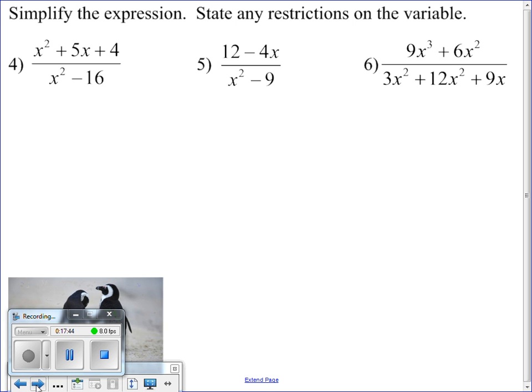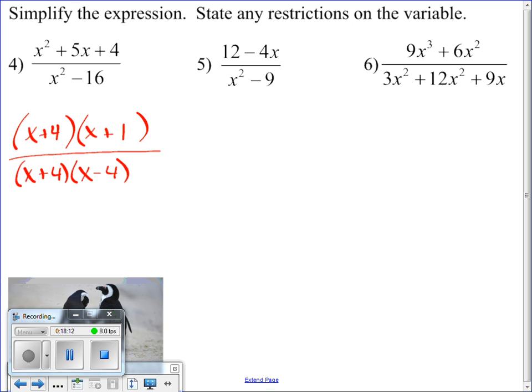Okay, number 4. Step 1. Step 1, read the purple sheet. It says factor. No, I'm not going to read it for you. I don't get paid enough to read it for you. All right, how does the top factor? Thank you. X plus 4, x plus 1. How about the bottom? Thank you. Those are my favorites. X plus 4, x minus 4. Difference of squares. So that was step 1, factoring. Step 2, restrictions. What can x not equal?